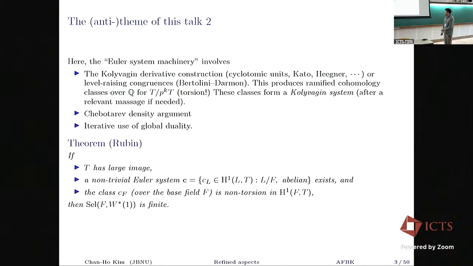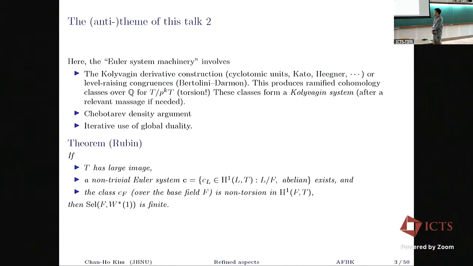So why do we do this? This process produces ramified cohomology classes for the quotient Galois representation, and you get more ramified classes. We have more chance to get a bound of the dual Selmer groups. These classes form a so-called Kolyvagin system, if needed. Some Chebotarev density argument is involved because we need to choose a bunch of primes which are ramified. By using them, we also use the global duality many times for each step. That's how the game goes.